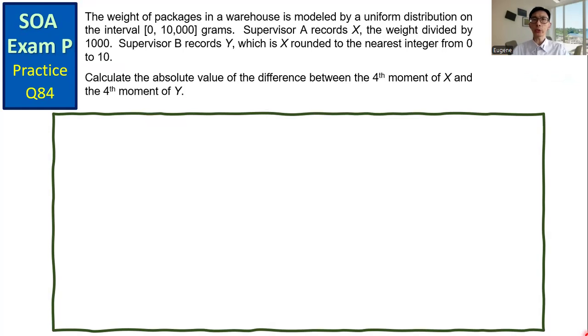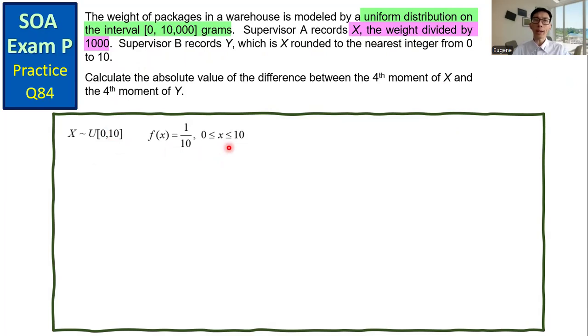Let's take a look at the solution. The random variable X is the weight divided by 1,000. The weight is uniformly distributed over the interval 0 to 10,000 grams. That is, X ranges from 0 to 10. X follows a uniform distribution between 0 and 10. The corresponding PDF is 1 over 10.